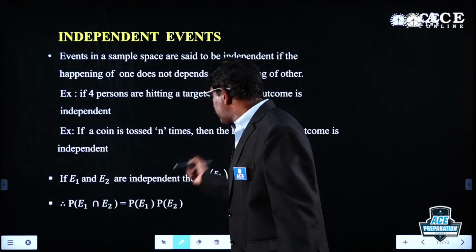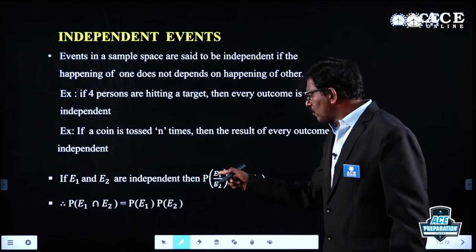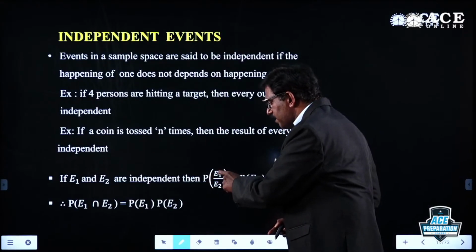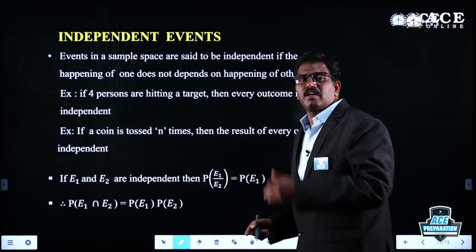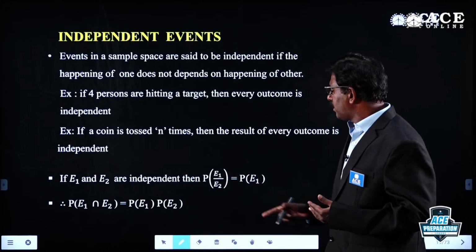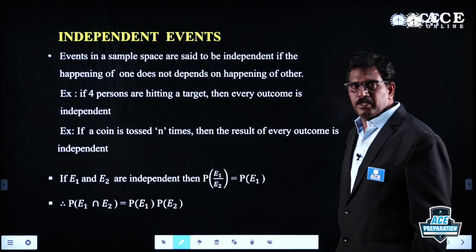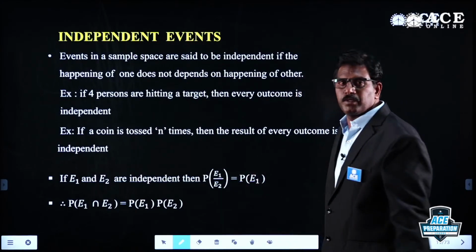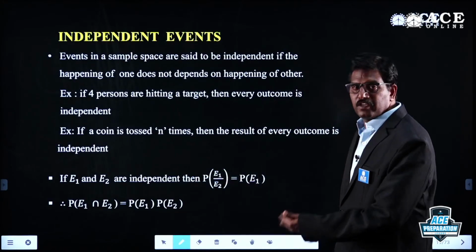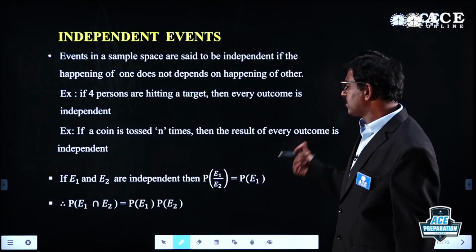Next, suppose E1 and E2 are independent. What is the meaning of P of E1 by E2? It is the conditional probability of E1 after the occurrence of E2. But if E1 and E2 are independent, E1 need not depend on E2. Even if you find P of E1 by E2, it will be equal to P of E1 only. So in case of independent events, P of E1 by E2 is equal to P of E1 directly. No need to apply the conditional probability definition in this particular case.